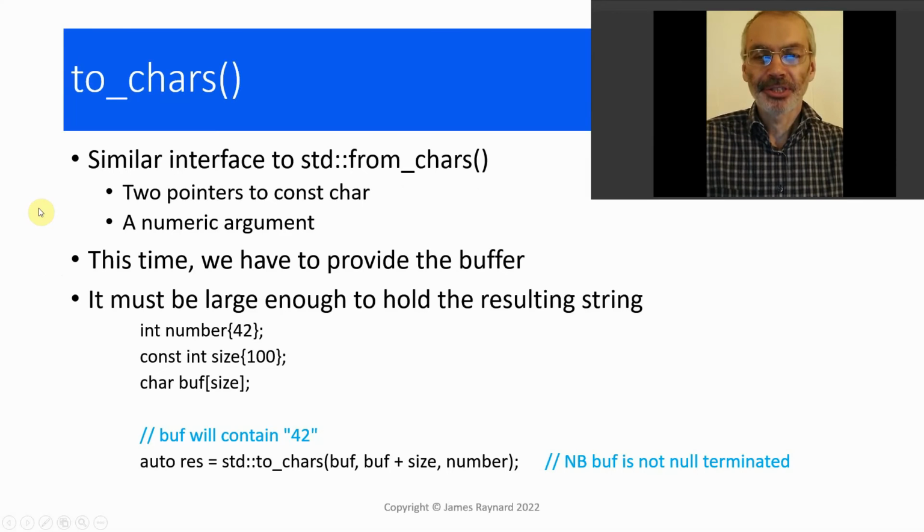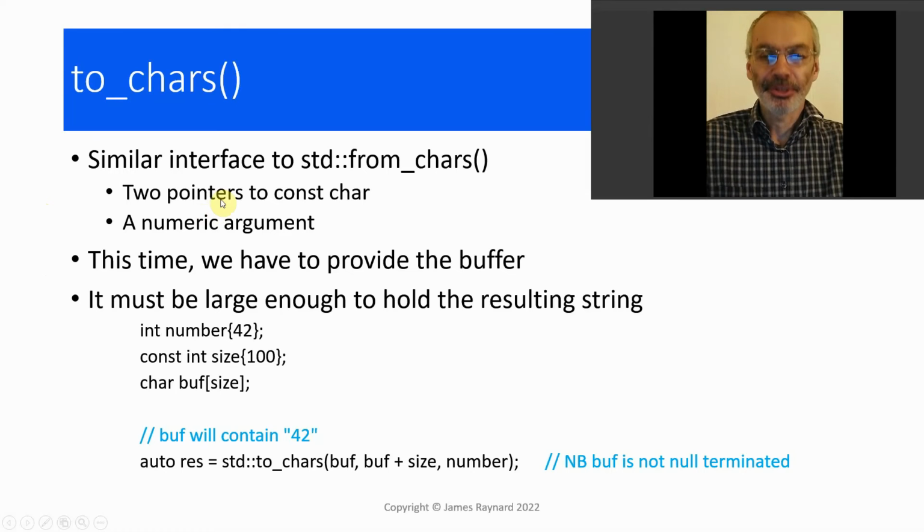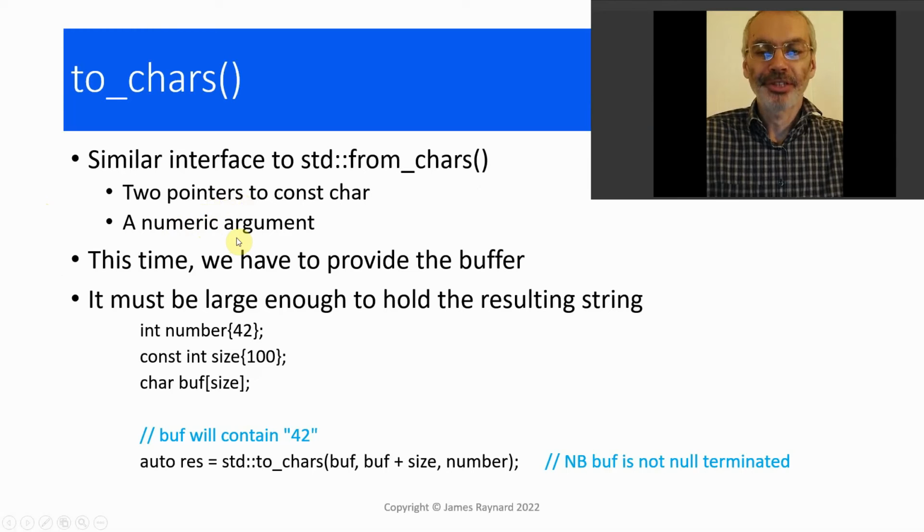The interface looks the same as from-chars. We have these two pointers to const char, which define a range of characters, and we have a third numeric argument. This time the pointers define a range in the destination, so this is where we want the result to appear, and this will be the number that we want to convert. We have to provide the buffer ourselves, and we have to make sure that it's large enough to hold the result.